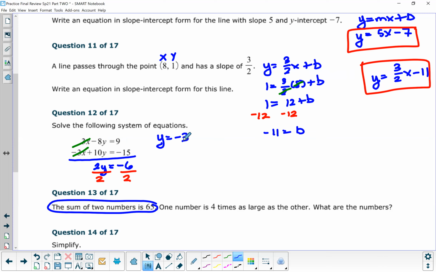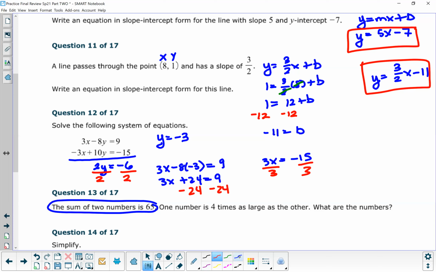Now let's find x. Let's use the first equation to get x. So we have 3x minus 8 times negative 3 equals 9. So that gives me 3x plus 24 equals 9. Subtract 24 from each side. So that gives me 3x equals negative 15. Divide by 3 on each side. So we have x is equal to negative 5. So our solution is negative 5 comma negative 3.